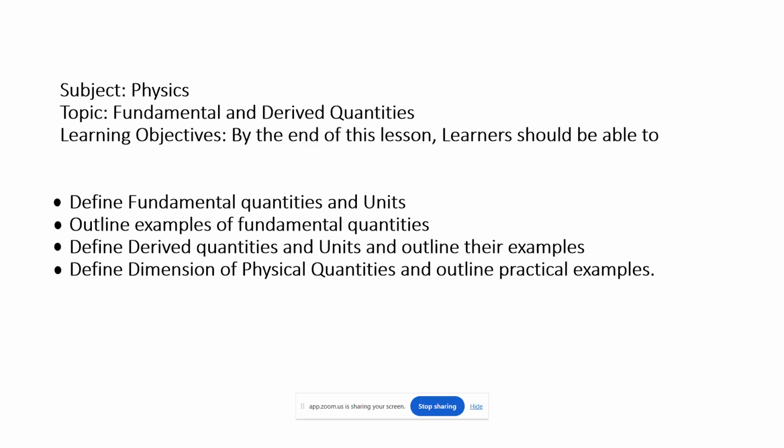Number one, we should be able to define fundamental quantities and units. Two, we should be able to outline examples of fundamental quantities. Three, we should be able to define derived quantities and units and outline their examples. And finally, we should be able to define dimension of physical quantities and outline practical examples. So let's dive into the lesson proper.